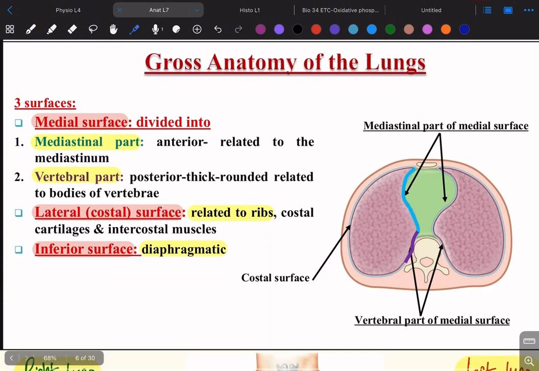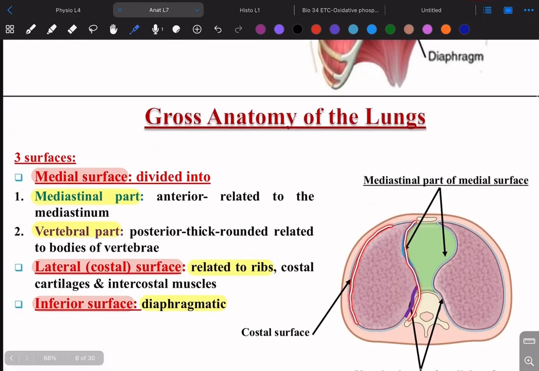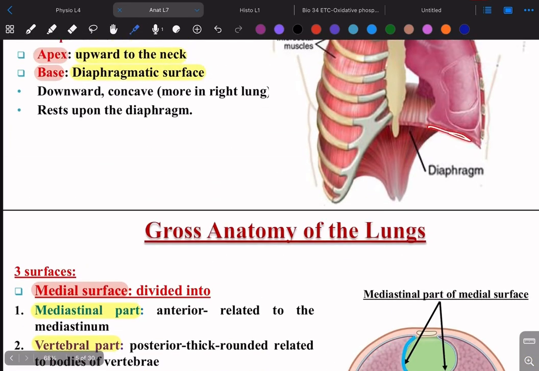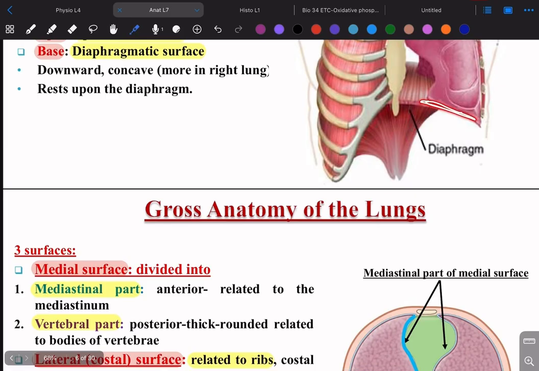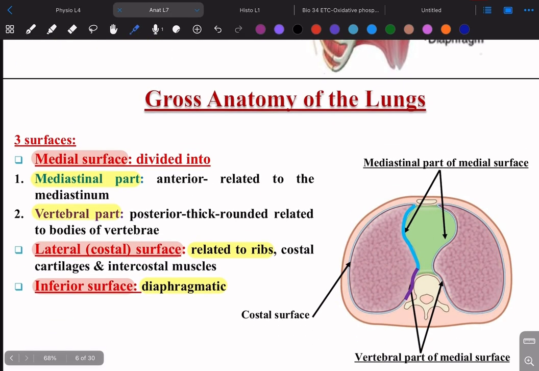Then we're going to talk about the surfaces of the lung. We have three surfaces for the lung: the medial surface, the lateral surface, and then the inferior surface. We can't see it here, we can see it here. The inferior surface is easy, it's towards the diaphragm. Then we have the medial and lateral. Laterally, we have the ribs, so the lateral surface is going to be related to the ribs.